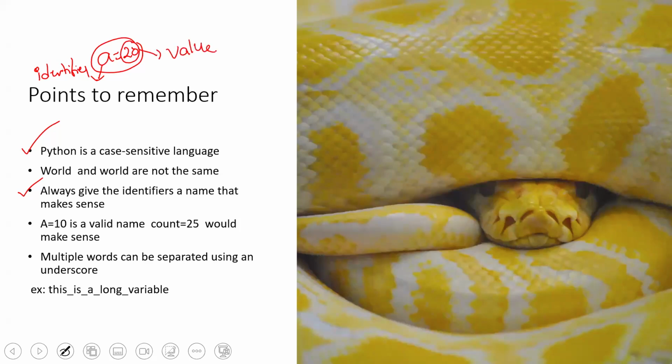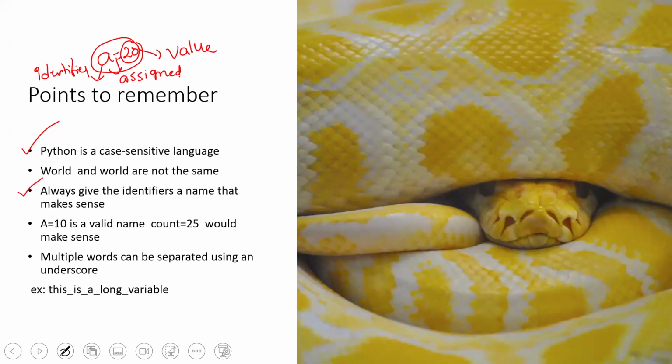20 is a value. Equal to means assign. Equal to is nothing but assign. Now read it. How to read it? Instead of reading left to right, I'm reading it right to left for better understanding. 20 is a value which is assigned to an identifier as A.